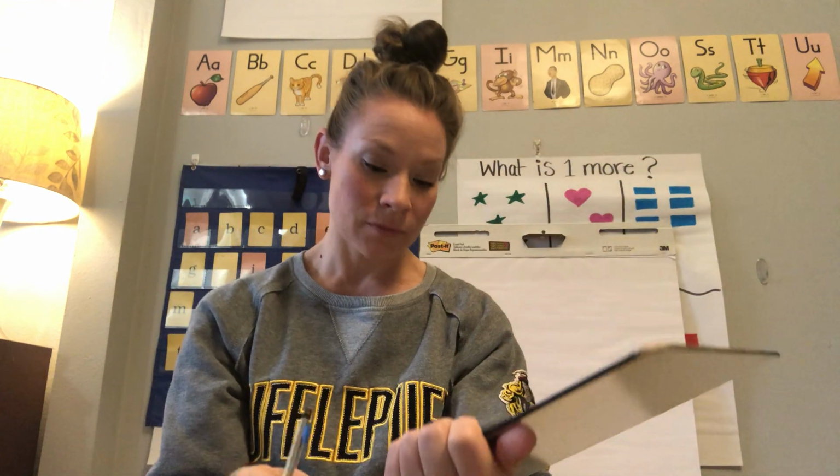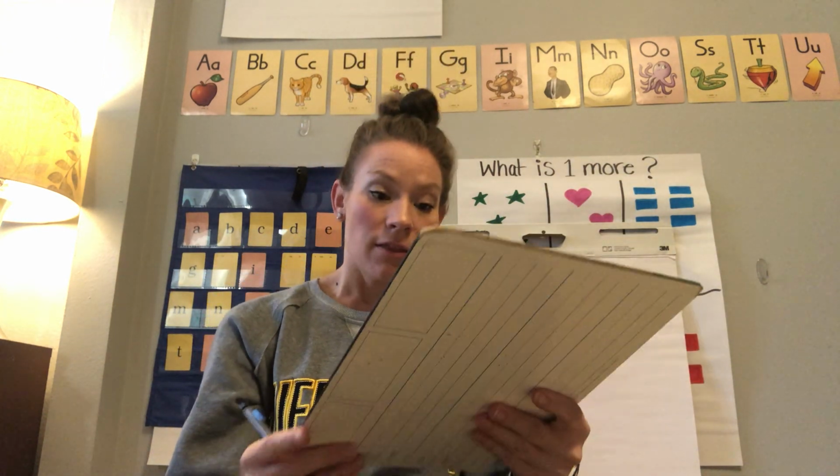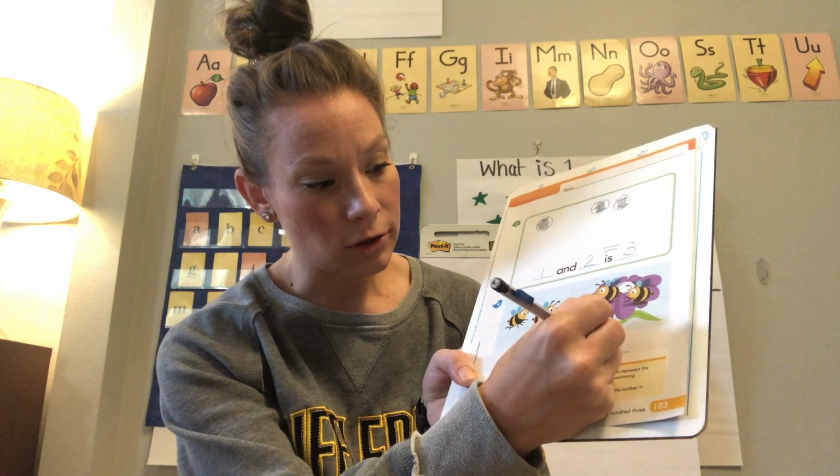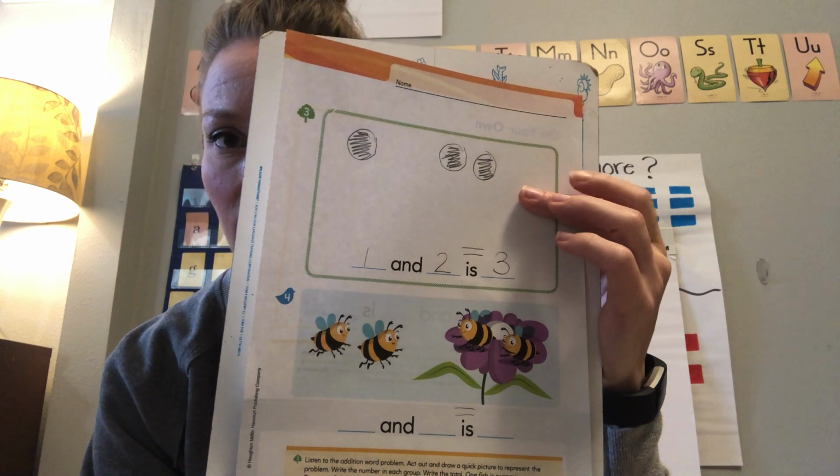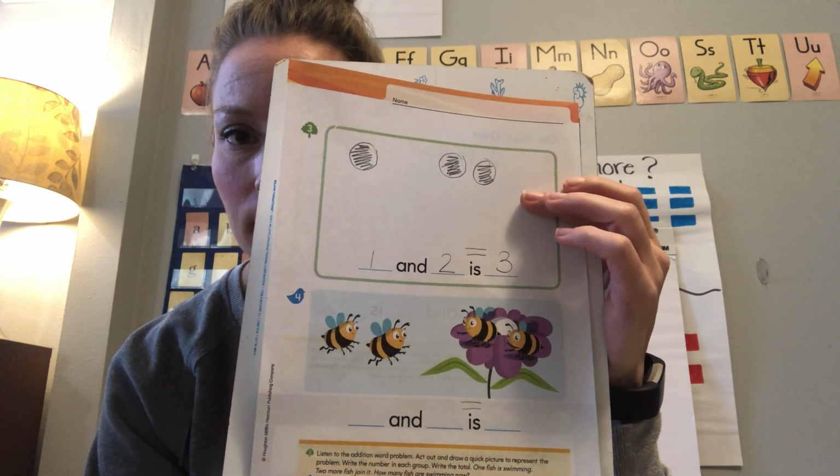Good job. And then the very bottom one, we don't even have to end up drawing pictures. The book already gives us the pictures. We just have to worry about writing our numbers. Okay? So, what I want you to do is I want you to draw the equal sign over the is, because we know what that equal sign means. All together, and it means they're going to be the same.